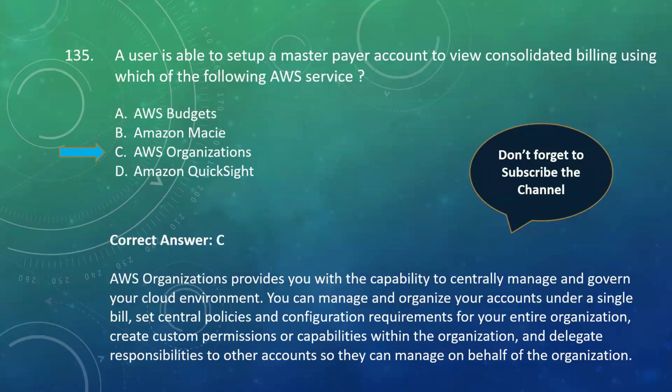Now, Amazon Macie is a data security service that uses machine learning and pattern matching to discover and help protect your sensitive data. And the last option, option D, Amazon QuickSight is a cloud-powered business analytics service that makes it easy for all the employees within an organization to build visualizations.